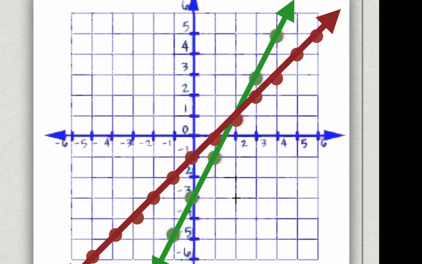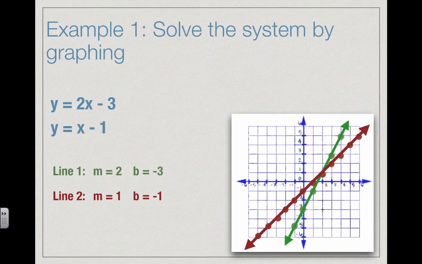Okay, the solution to the system is where these two lines intersect. And here's where they intersect, right here. And so that ordered pair is the point 2, 1. So the solution to the system is 2, 1.